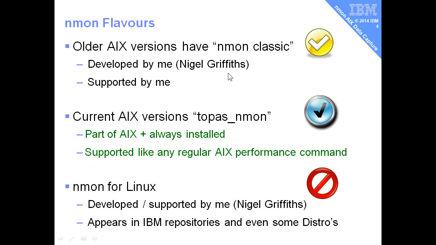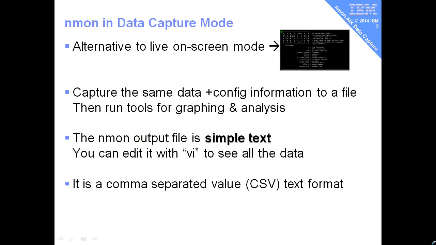One at the top in here was the one that I wrote for 12 years in my spare time, supported by me. The Topaz Nmon now is part of AIX, installed that way, and it's supported by IBM as any of the other regular AIX performance tools. The Nmon for Linux, I'm still supporting that, and it's appearing in the IBM online web repositories and even in some distros now.